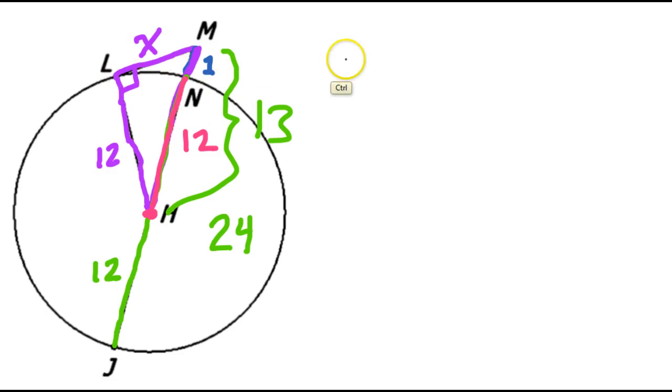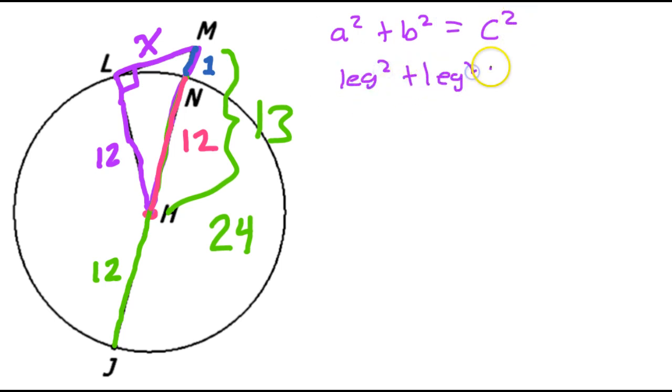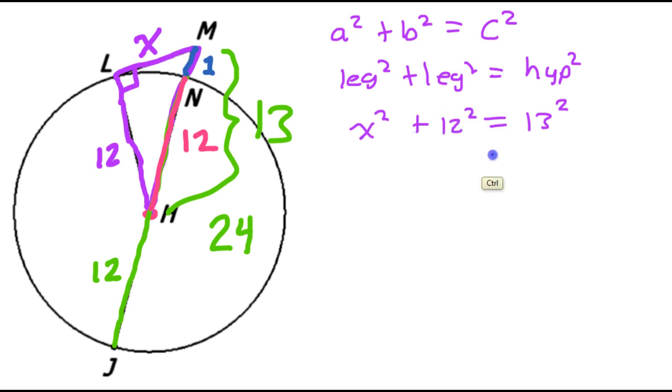How do I know which side of the triangle? We normally say a squared plus b squared is equal to c squared, which really means leg squared plus leg squared is equal to hypotenuse squared. That's how we know which side has to go over here by itself. It has to be the hypotenuse. So which one of these three sides is the hypotenuse? The x, the 12, or the 13? The 13 is the hypotenuse across from the 90 degrees. So the 13 squared goes by itself. And then it's leg squared plus leg squared. So this is x squared plus 12 squared.